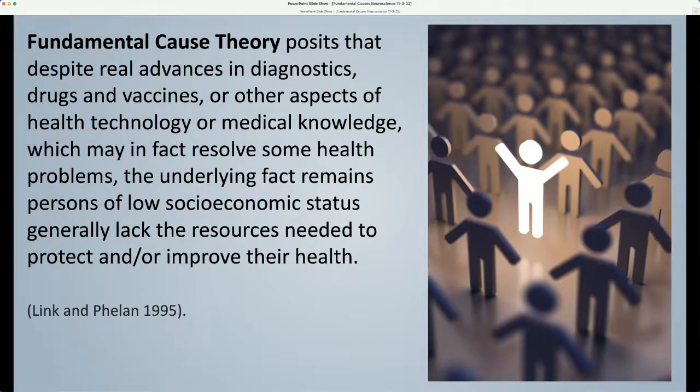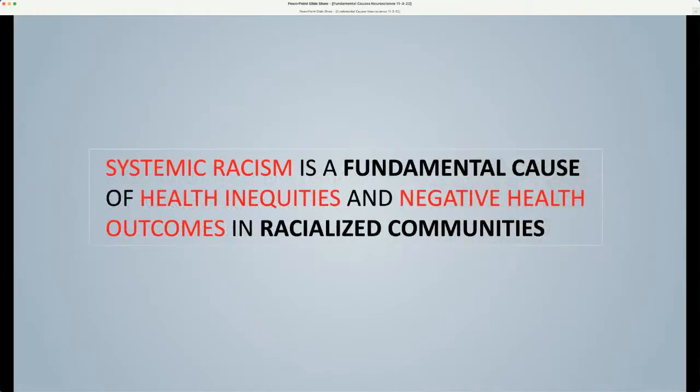It indicates the need for yet another level of analysis and explanation that goes beyond the social determinants of health, and that's where fundamental cause theory comes in, because it recognizes systemic racism is a fundamental cause of health inequities and negative health outcomes in racialized communities. In other words, as a growing body of research confirms, racism reduces or even erases the purported socioeconomic advantages that upper income African Americans and other marginalized groups should possess.